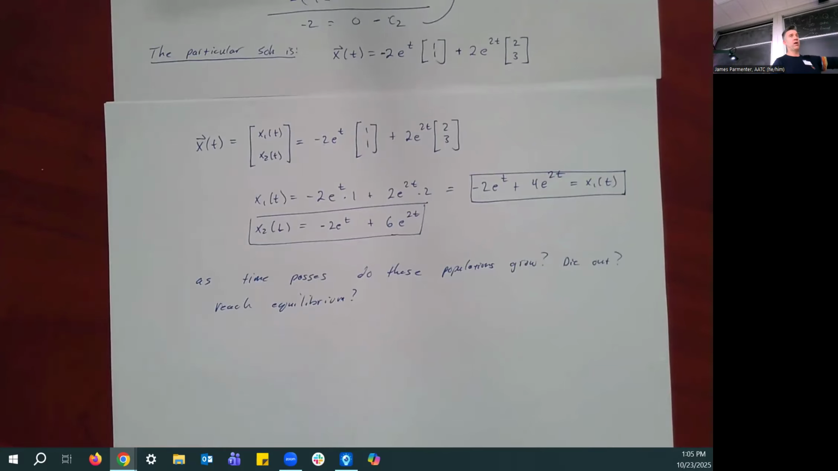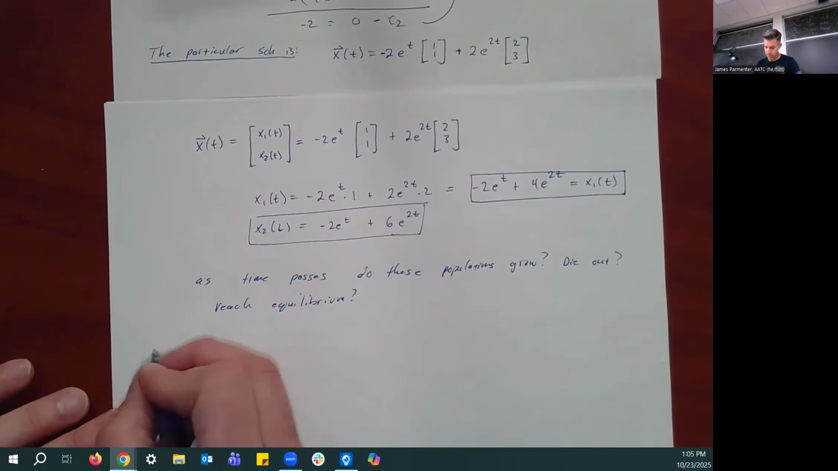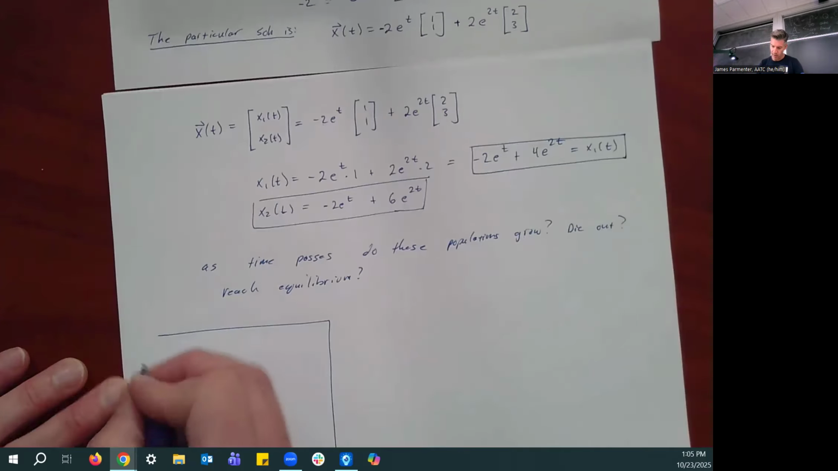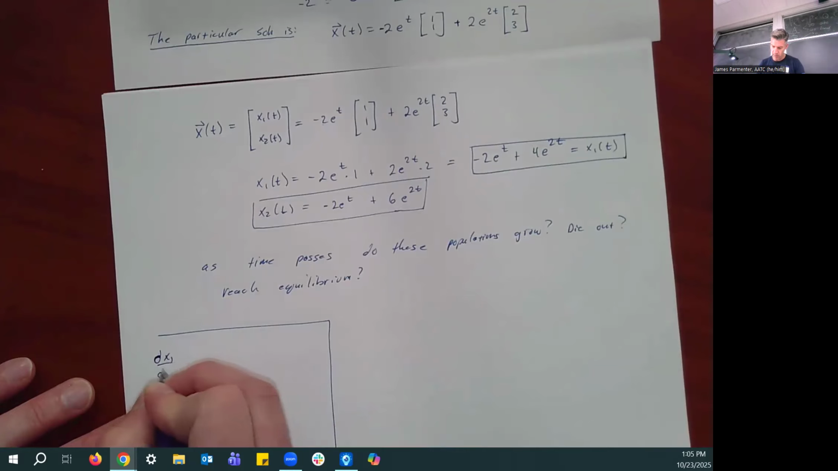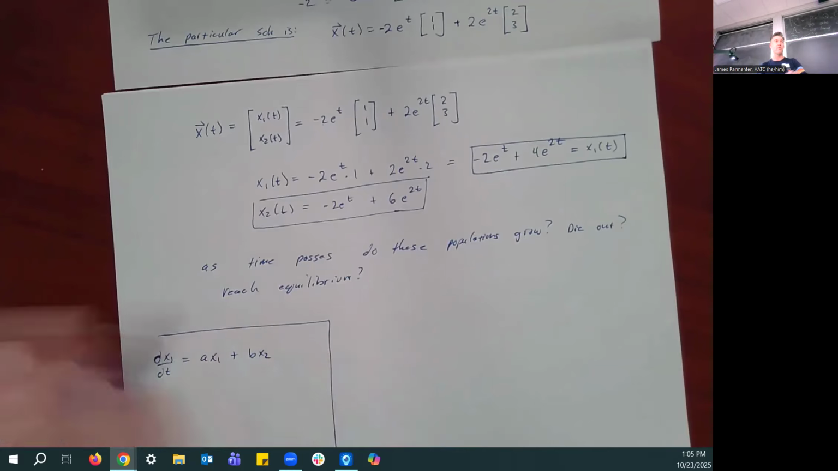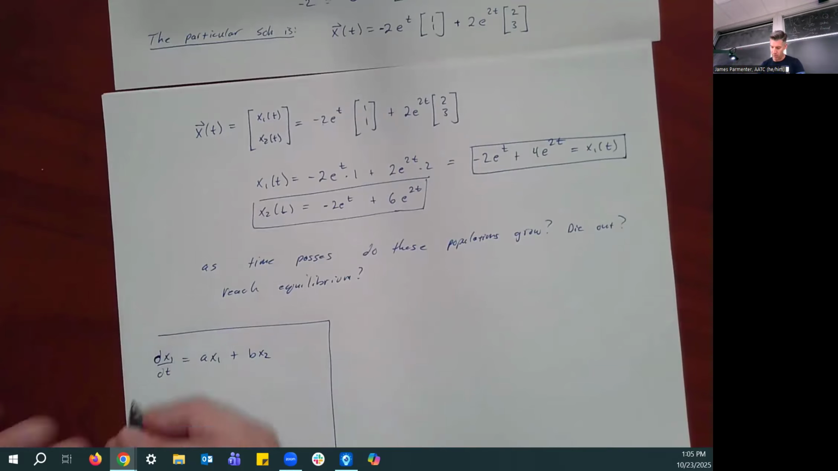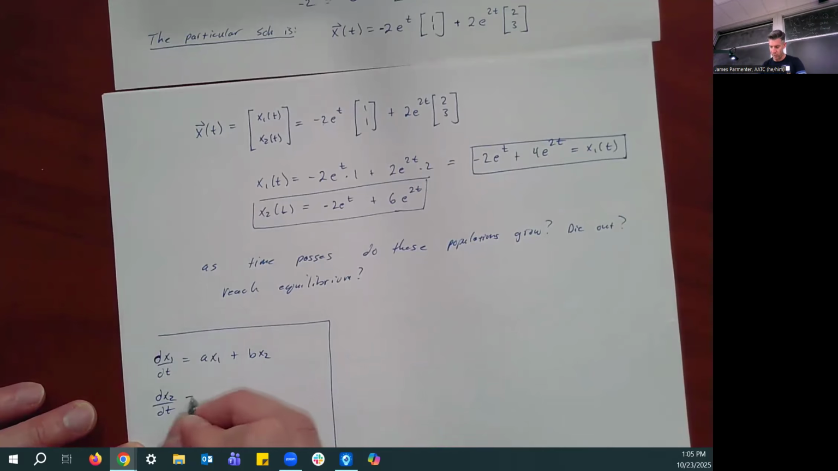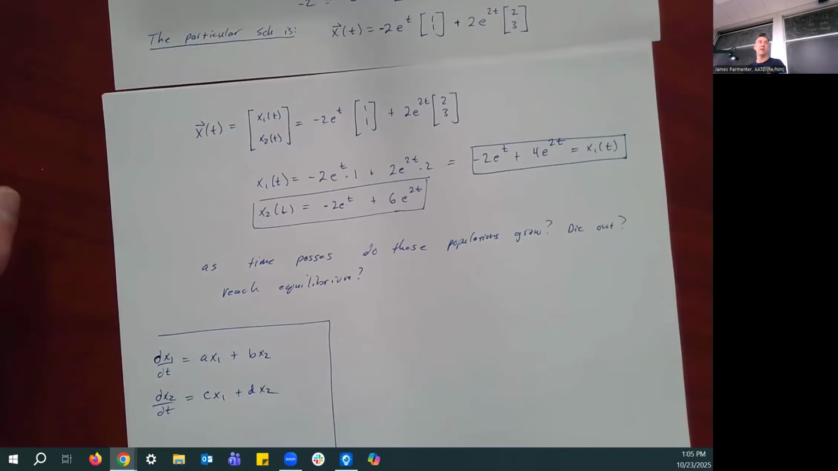And again, I want to be super clear. What I mean is when your system looks like the derivative of x1 is equal to a multiple of x1 plus a multiple of x2, and you have nothing else, and similarly, the rate of change of x2, or the growth rate of x2, or the derivative of x2, is a multiple of x1 plus a multiple of x2, the only equilibrium is 0, 0. Well, when we say equilibrium, what do we mean?